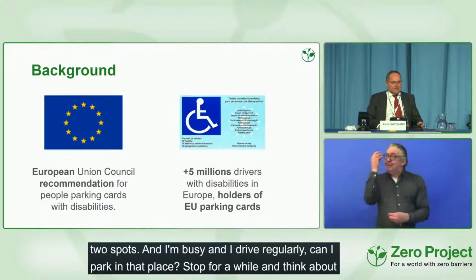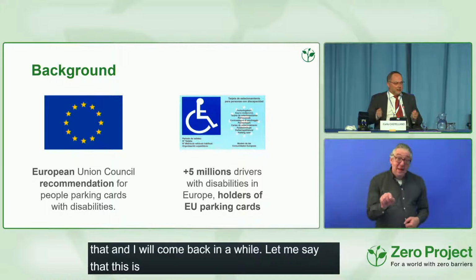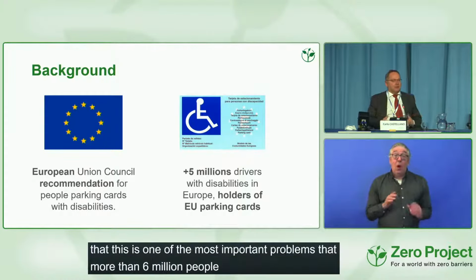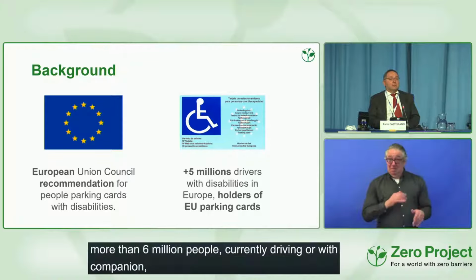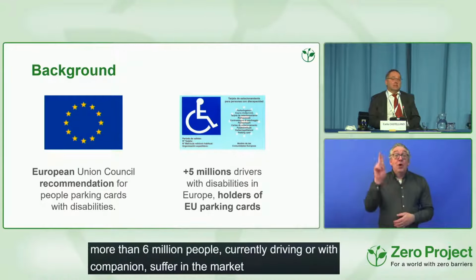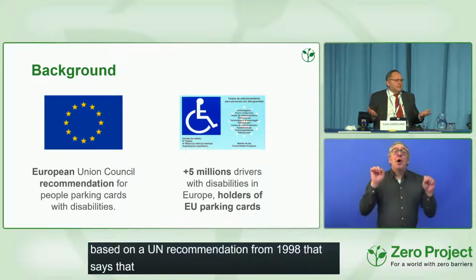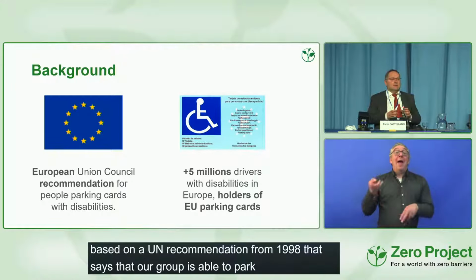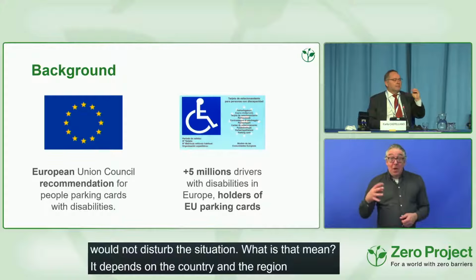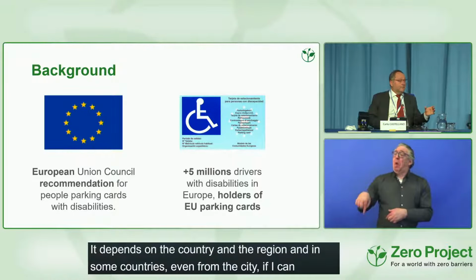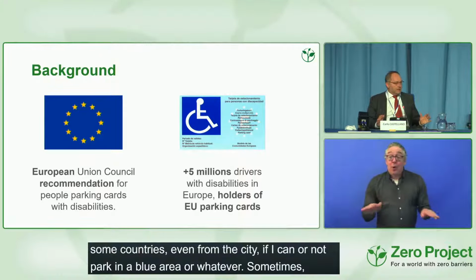Let me say that this is one of the most important problems that more than 6 million people currently driving, or companions, suffer in the market. And this is the background. My project is based on a UN recommendation from 1998 that says, in two rows, that our group is able to park wherever it will not disturb the circulation. What does it mean? It depends on the country, the region, and in some countries even the city, whether I can or not park in a loading zone, blue area, and whatever. Sometimes I have a time limit, half an hour, sometimes not. Sometimes I have to pay, but park. So it's completely a nightmare for us, okay?